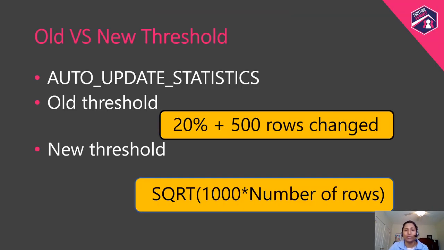So we have seen the old as well as the new threshold in our demo, right? The auto update stats will occur whenever we hit that threshold. The row modification counter has to reach the threshold. For versions of SQL Server before 2016, it's 20% of the rows plus 500 rows that should be changed to hit the old threshold, so that the stats will be out of date. And the new threshold, for 2016 and above servers, is way less. It is the square root of 1000 times the number of rows, which is way less. And this new threshold is very useful for OLTP systems.